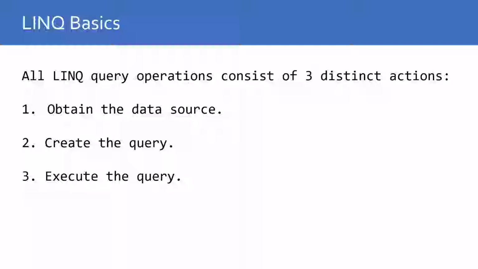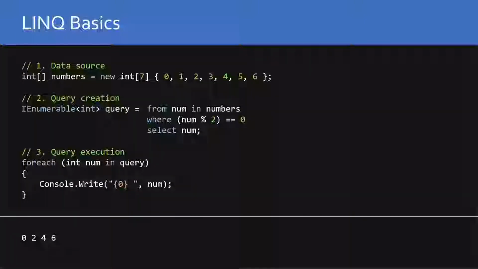So here are the basics. Basically, you obtain a data source in some way, you create a query, and then you execute the query. So here's a bit of code that shows how to do that. We got our numbers. It's just an array of numbers. And then we have a query, which is of type IEnumerable. And here's our query there. And then we execute that query in a foreach statement. So that's pretty standard for a LINQ statement.